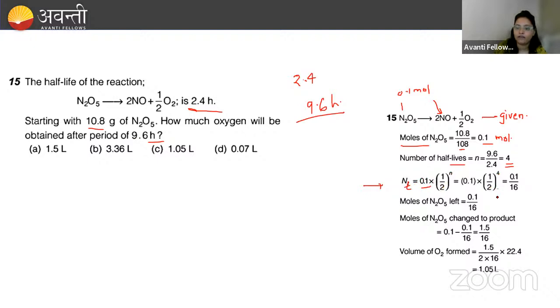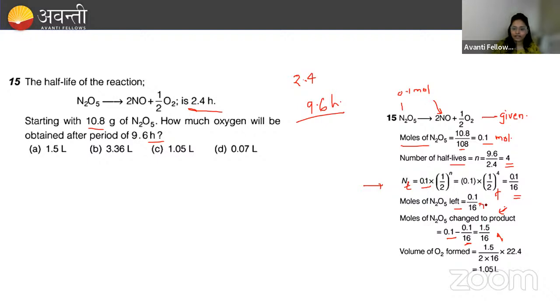So n का वैल्यू क्या है? 4 है, तो कैलकुलेट कीजिए, आपको वैल्यू मिल जाएगा what? 0.1 by 16. So this much amount is left. इनिशियली कितना था? 0.1 था, उसमें से इतना लेफ्ट हो गया, मतलब इतना डिसअपियर हो गया. ठीक है, इतना हमारा चेंज हो गया प्रोडक्ट में, चेंज टू प्रोडक्ट हो गया. तो मतलब इतना अगर लेफ्ट था, लेफ्ट में वाज रिमेनिंग.